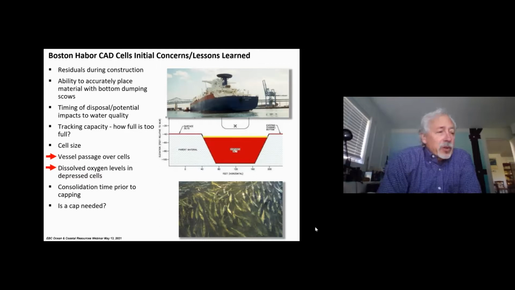Because this project went on for several years, there were concerns about the depressions that they left on the harbor bottom that could potentially be depressed dissolved oxygen areas. So some monitoring was done associated with that. But again, given the passage of vessels and the normal flushing of the harbor, DO excursions really didn't seem to be an issue there.